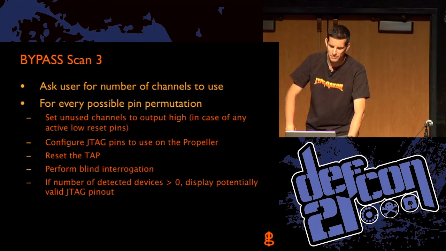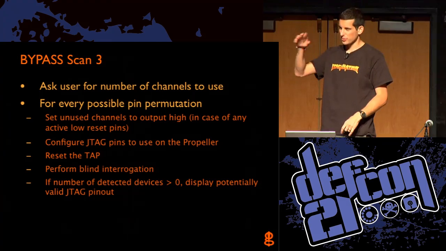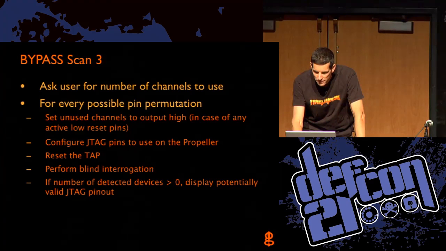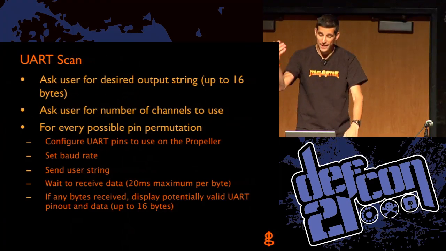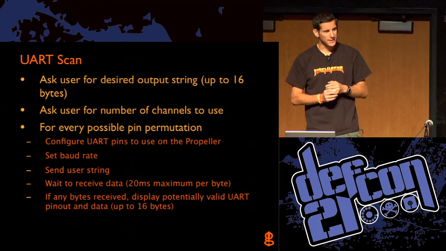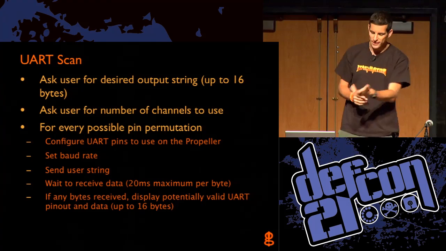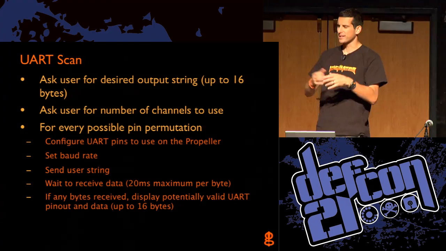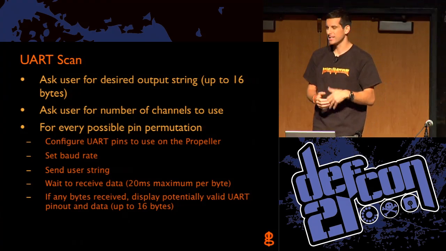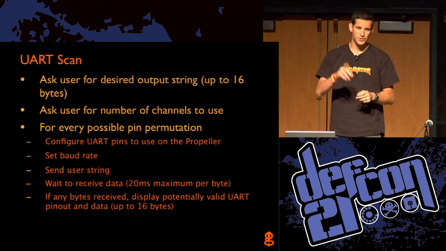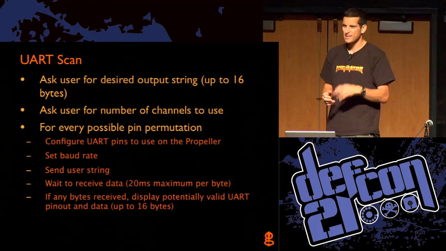So bypass scan does exactly what I mentioned, just with every different pin permutation. Then the UART scan, now we're looking at the UART interface, is kind of cool because you can actually send any output string you want. Normally, if you connect up to an interface, you'd hit carriage return to see if you get a response. With old modems, if you want to hang up, you do +++, or maybe the escape key.